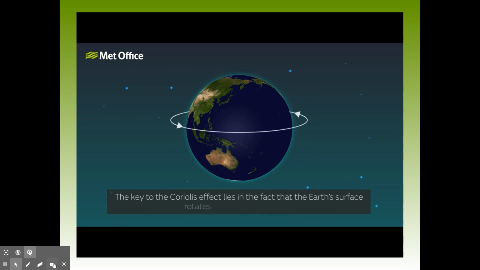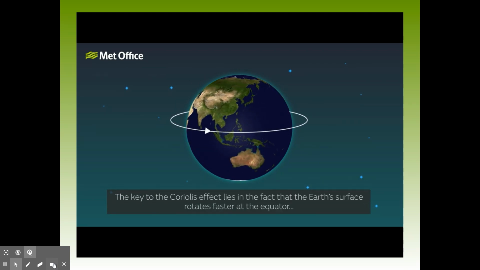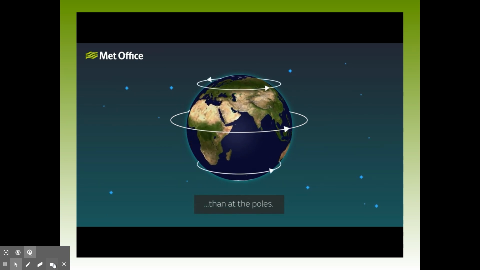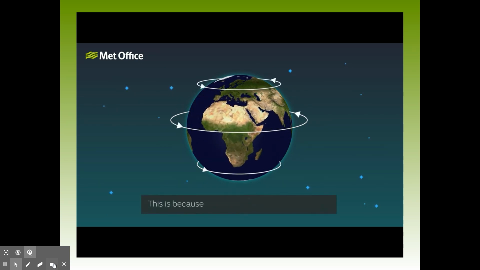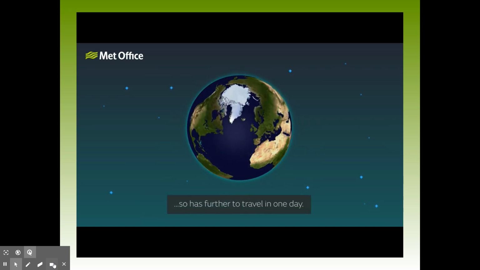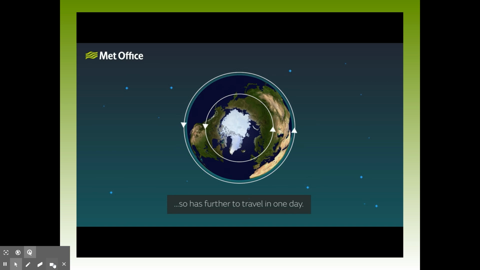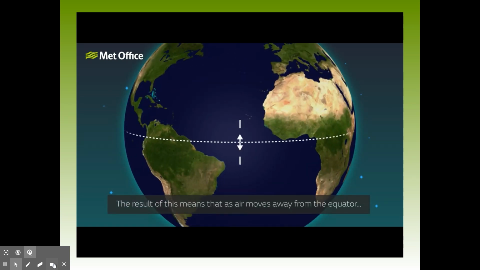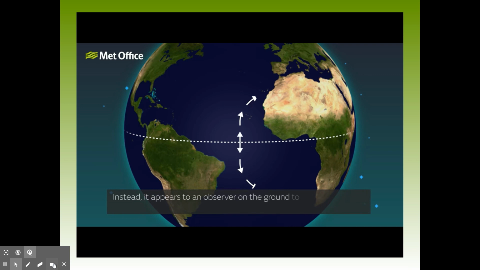The key to the Coriolis effect lies in the fact that the Earth's surface rotates faster at the equator than at the poles. This is because the Earth is wider at the equator, so it has further to travel in one day. The result is that as air moves away from the equator, it doesn't move in a straight line relative to the Earth's surface. Instead, it appears to an observer on the ground to move in a slightly curved direction.